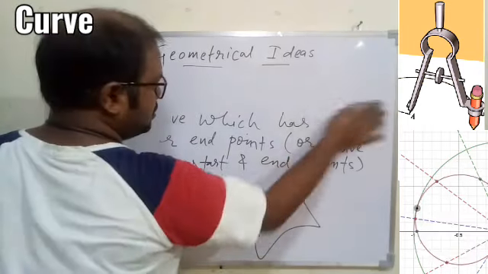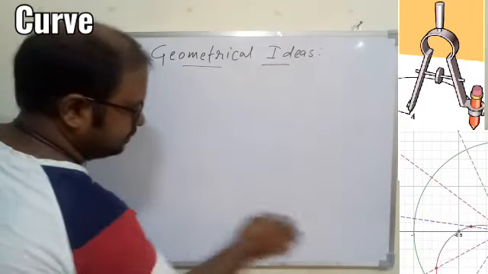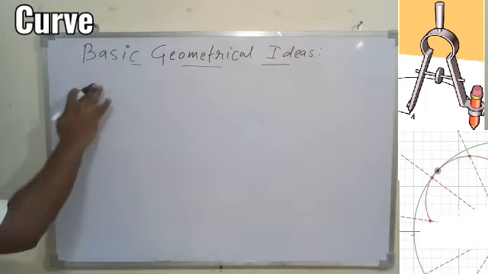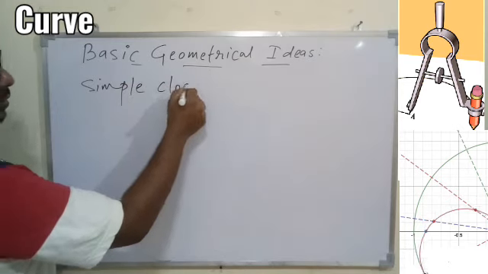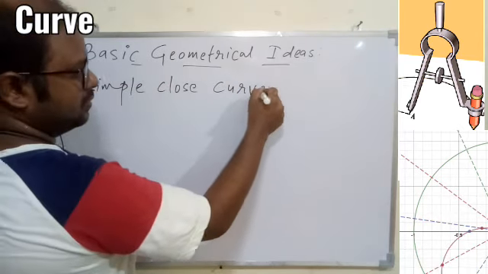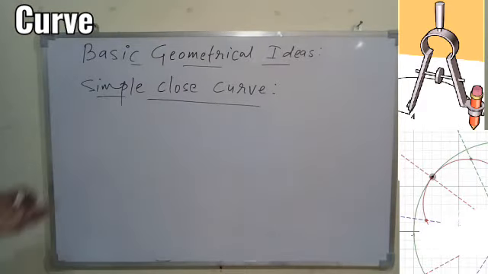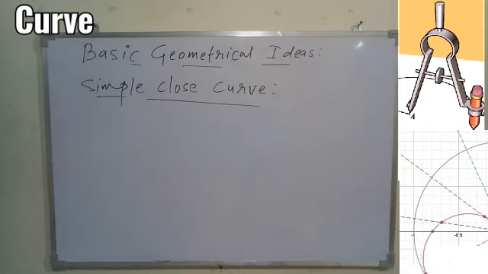Now if you're talking about a closed curve, the closed curve can have some related concept, and that is the second thing we have: simple closed curve. Again we need to understand this. I hope you understood somewhere the meaning of simple curve. Now if you talk about simple closed curve, you can understand here.